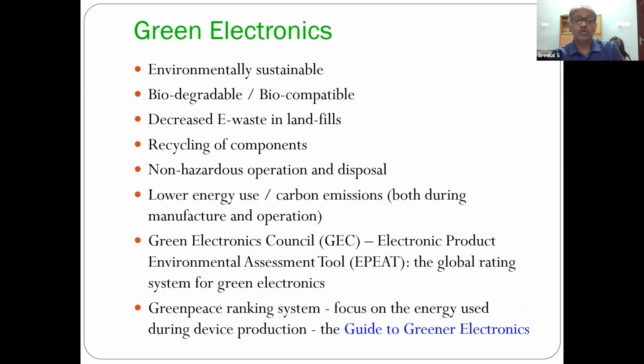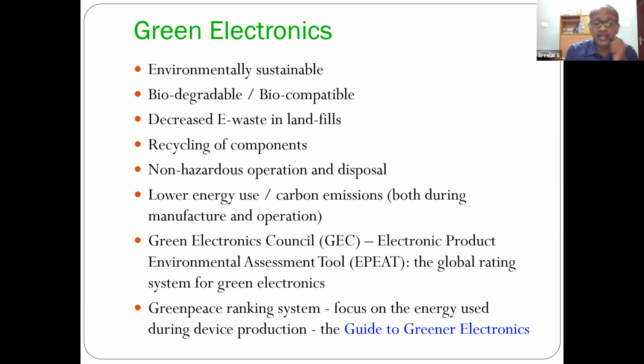Now let us come to some aspects of what is called green electronics. So what do we mean by green electronics? It is basically environmentally friendly or environmentally sustainable electronics. It can be biodegradable, biocompatible electronics. It leads to decreased e-waste in landfills. It leads to recycling of components. It leads to non-hazardous operation and disposal. It also leads to lower energy use per carbon emissions. Now, this is very important in the context of the greenhouse effect, etc.